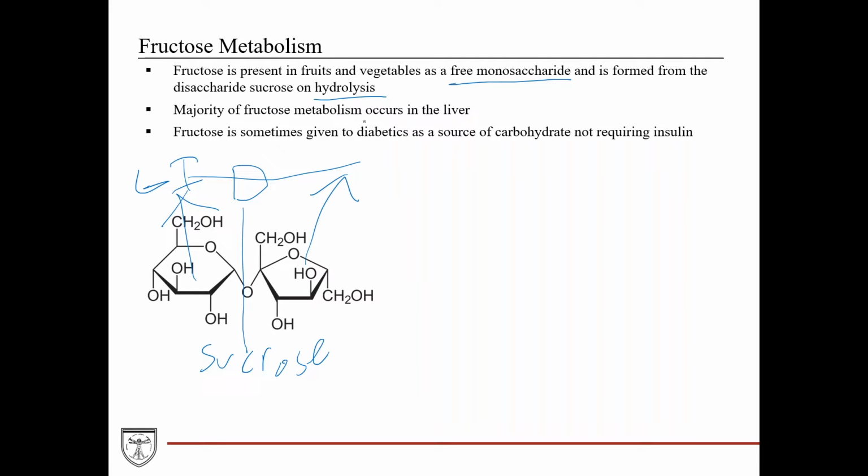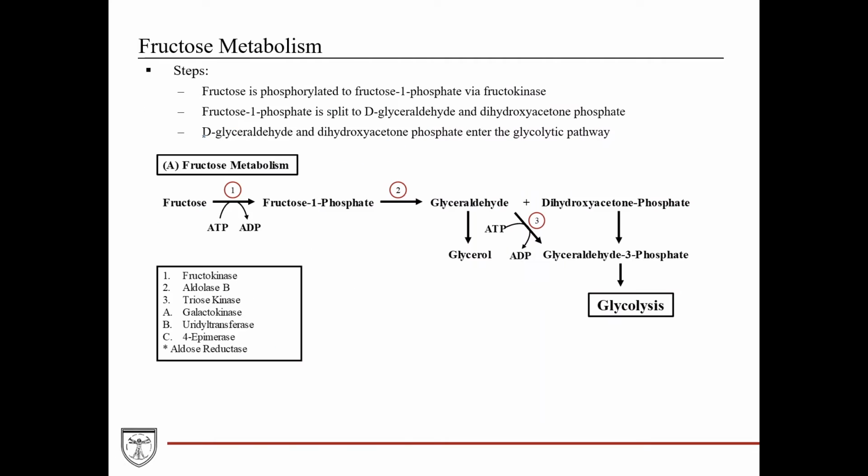The majority of fructose metabolism occurs in the liver, and then fructose is sometimes given to diabetics as a source of carbohydrate that does not require insulin. So briefly, the steps of fructose metabolism. It's very similar to glucose metabolism. So you start here with fructose, it enters the cell, and then it's immediately phosphorylated by an enzyme called fructokinase.